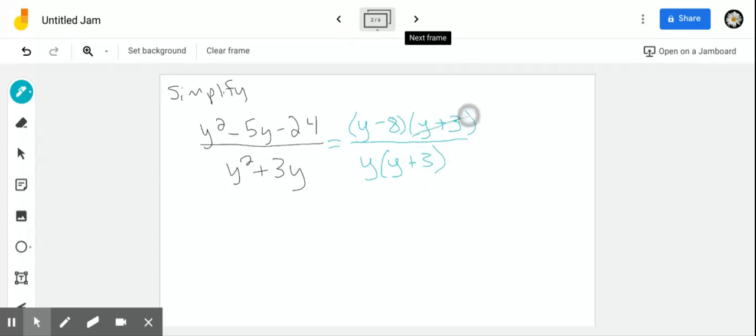And then I am allowed to cancel. I can cancel on those diagonals. And so my simplified answer is y minus 8 over y.